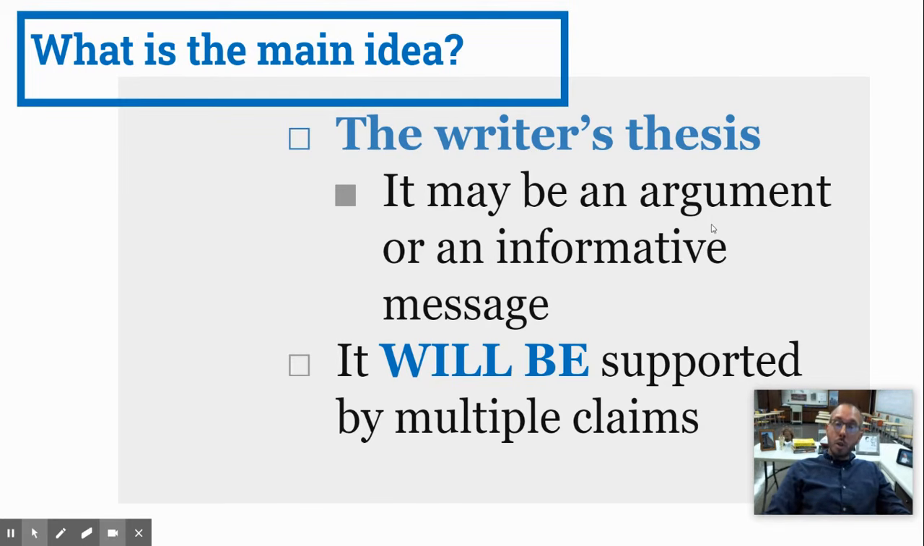Stop, backtrack, try to make sure that your main idea is supported by multiple claims. If you have an article whose main idea is only supported by one claim, either you've missed the main idea or you have a bad article.